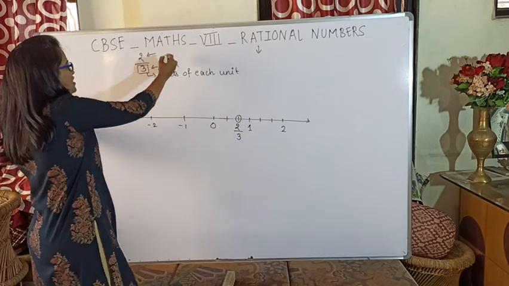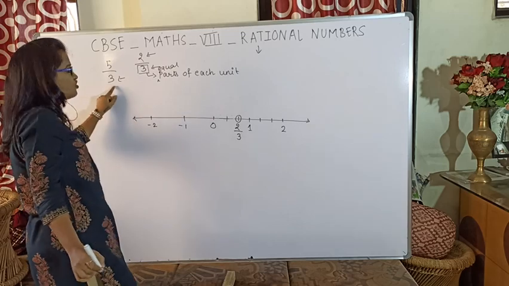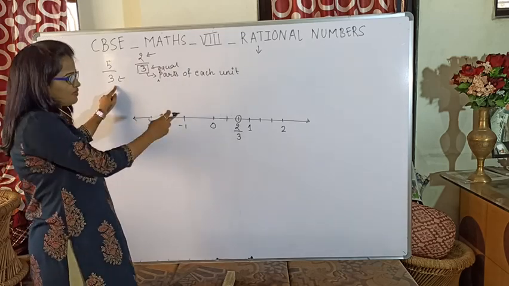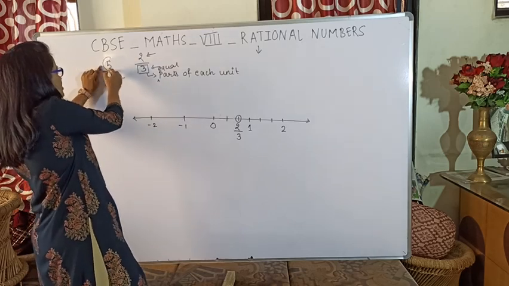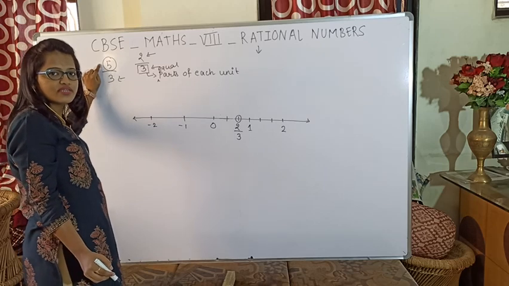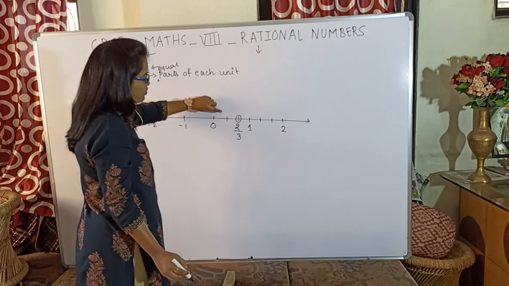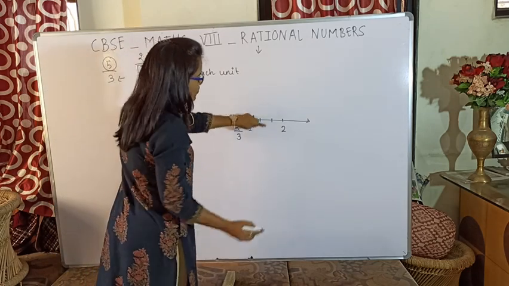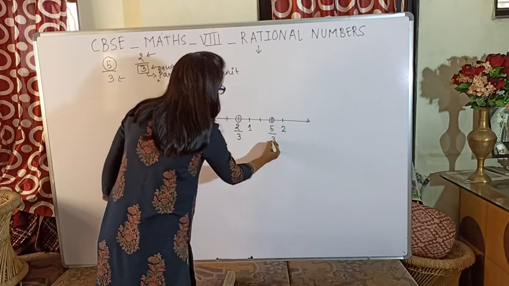What if I say I have to represent 5 by 3? Again, since the denominator is 3, I have to make 3 equal parts. So my parts will be the same, only the number at the numerator has changed, so I have to count that many parts. The number present in the numerator is 5. It means I have to count 5 parts. So my first part, second part, third, fourth and fifth. So here will be my number 5 by 3.